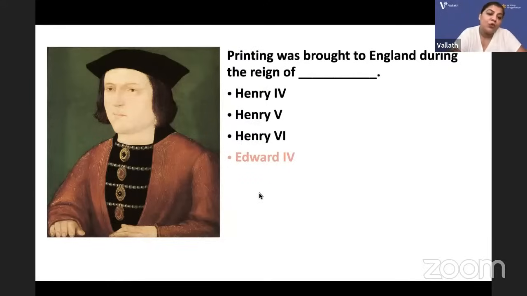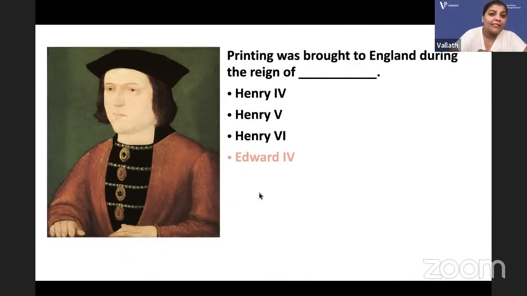Edward the IV. This was the time of the Wars of the Roses, 1455 to 85. Edward the IV and his brother Richard the III were the enemies of Henry the VI. Henry the VI was Lancastrian. Edward the IV was Yorkist. Richard the III was Yorkist. Richard was beheaded by Henry VII, Henry Tudor, and the Tudor dynasty was established. Wars of the Roses ended with the establishment of the Tudor dynasty.